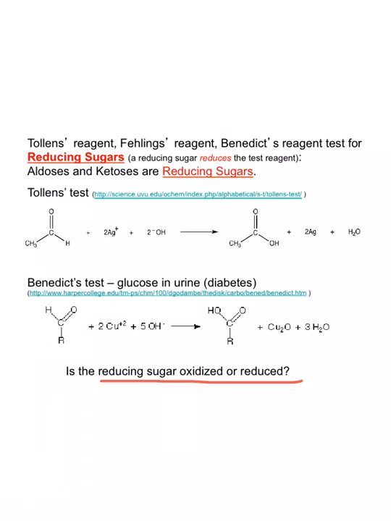In the first reaction, note that we have an aldehyde converted to an acid, so this is an oxidation reaction. In the second reaction, again, we have an aldehyde converted to an acid. That's also an oxidation. It's called a reducing sugar because the sugar is reducing either silver plus to silver, or it's reducing copper 2 plus to copper 1.